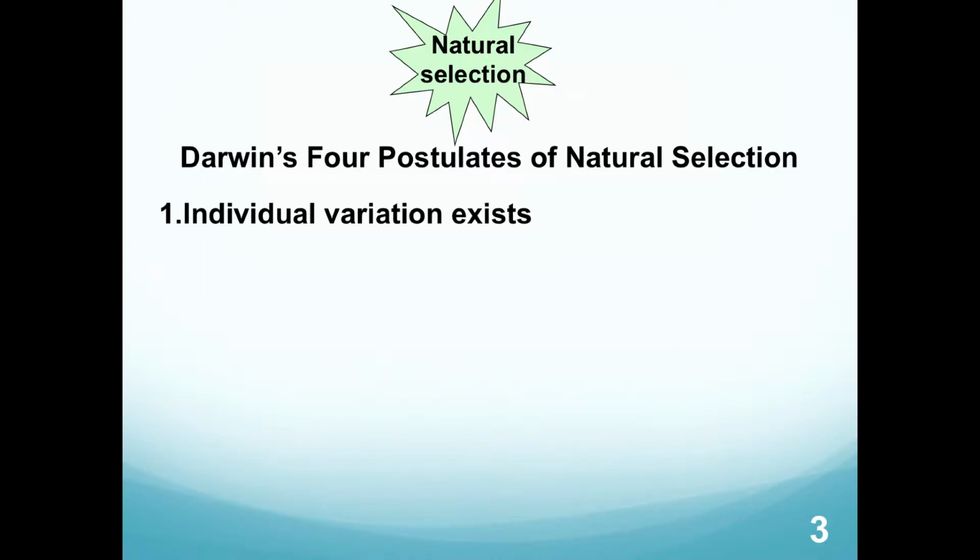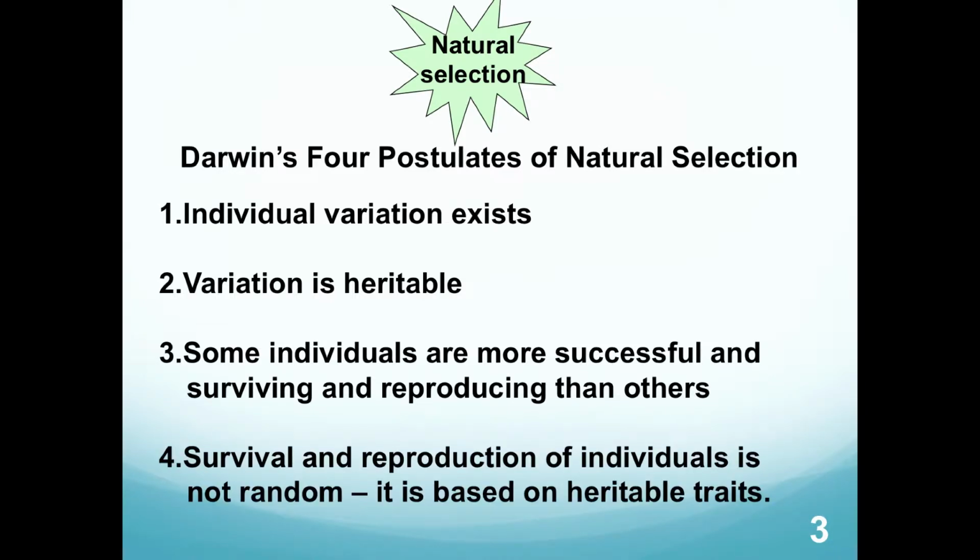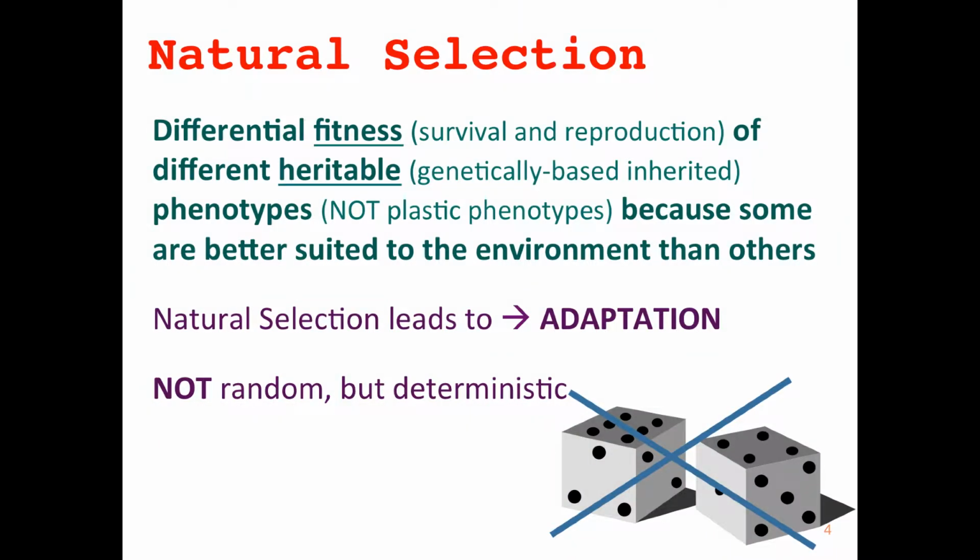And his four postulates, as we've reviewed in previous lectures: individual variation exists, variation is heritable, some individuals are more successful at surviving and reproducing than others, and survival and reproduction of individuals is not random, it is based on heritable traits. These are the ingredients that are necessary for natural selection to occur. And when you have differential fitness, differential survival and reproduction, it leads to adaptation of the population.